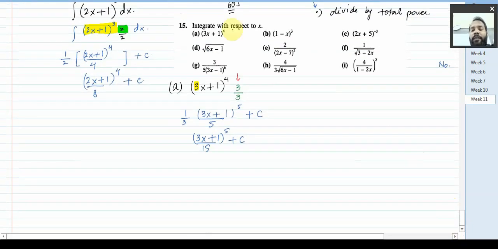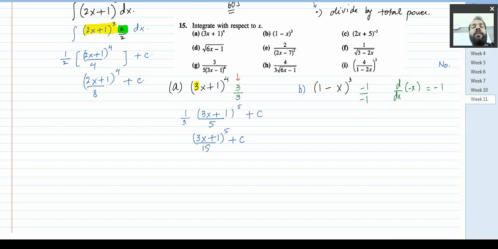Moving on to the next part, it's part B. The question says (1 minus x) to the power 3. We cannot integrate the function yet, and why is it so? What is the derivative of minus x? It's negative 1. That means we need negative 1 with our function. Currently it is not present, but we can multiply and divide the function by negative 1.